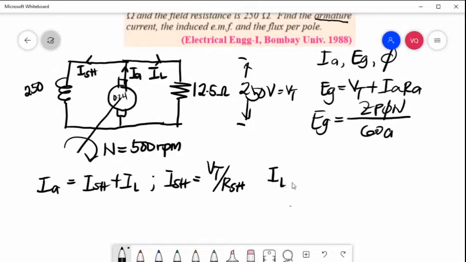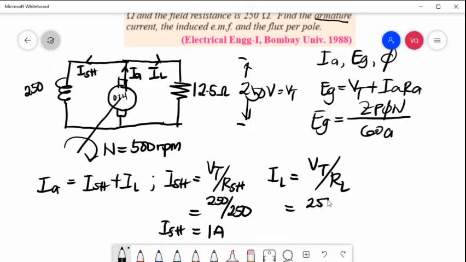So, IL is equal to... since terminal voltage is given and also the resistance is given, we can solve IL using Ohm's law. So, IL is equal to terminal voltage divided by the load resistance. So, ISH is equal to 250 divided by 250. We have 1 ampere.